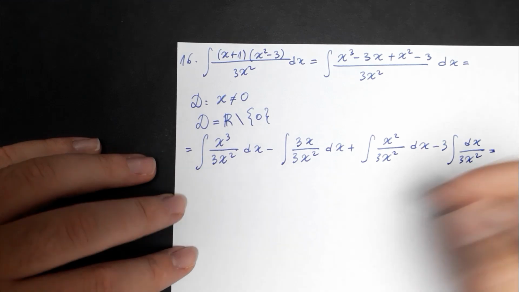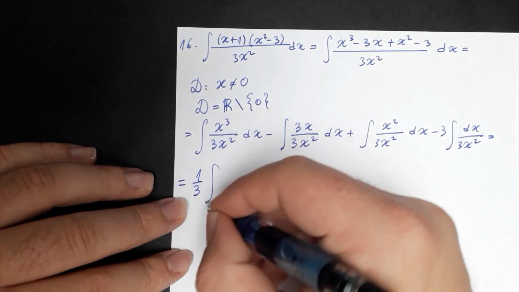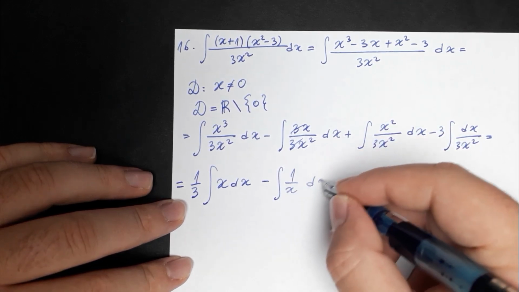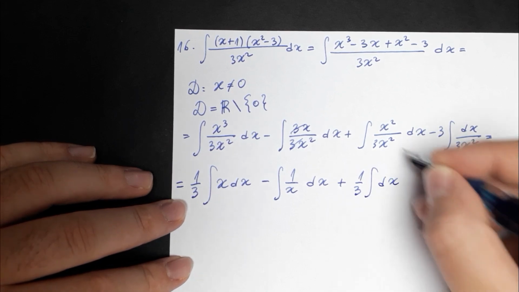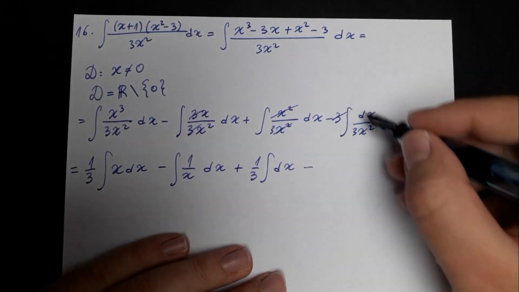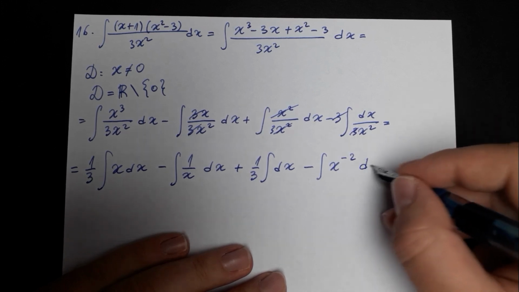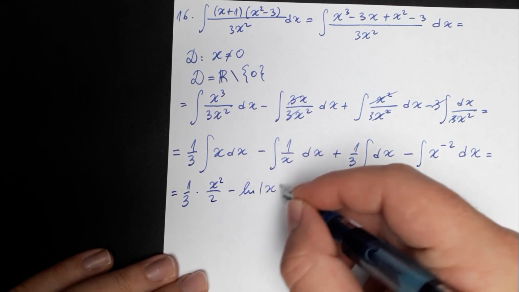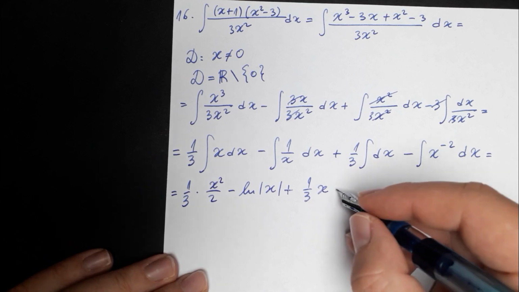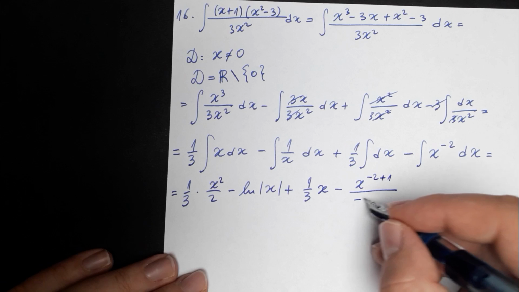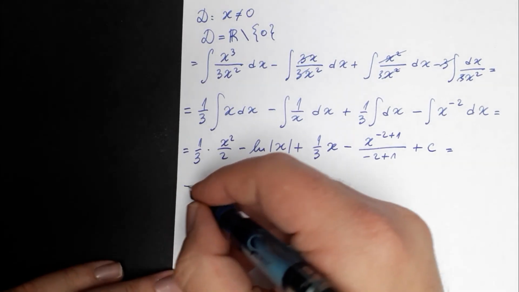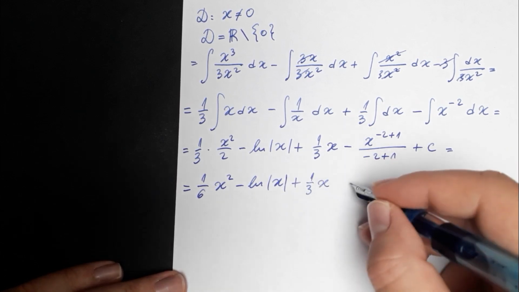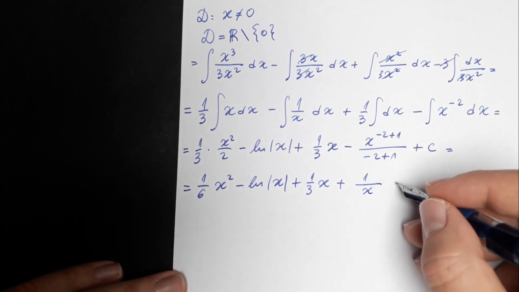which is equal to 1/3 of an integral of x dx minus, these are going to cancel out, an integral of 1 over x dx plus 1/3 of an integral of dx, these are going to cancel out, minus, 3 and 3 are going to cancel out, an integral of x to the power minus 2 dx, which is equal to 1/3 times x squared divided by 2 minus ln of the absolute value of x plus 1/3 x minus x to the power minus 2 plus 1 divided by minus 2 plus 1 plus c, which is equal to 1/6 of x squared minus ln of the absolute value of x plus 1/3 of x plus 1 divided by x plus c.